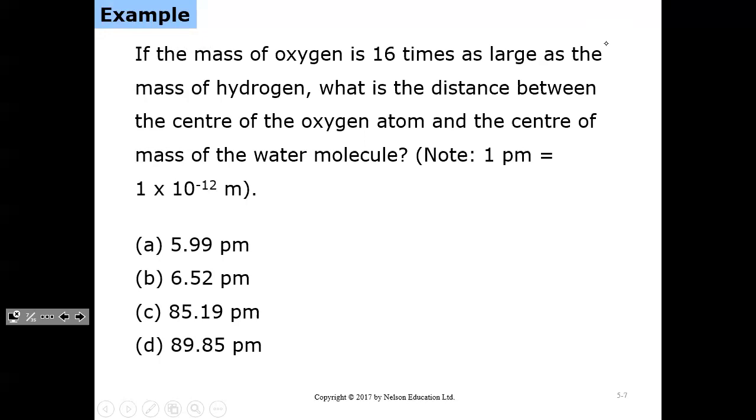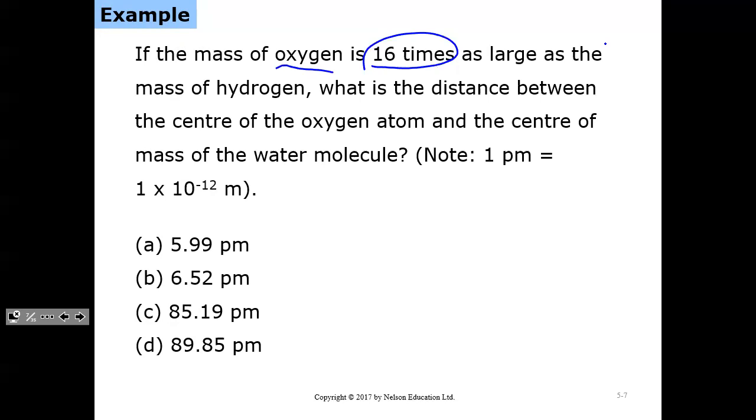We know the mass of the oxygen is 16 times as large as the mass of the hydrogen. You know it from the atomic mass, right? Hydrogen atomic mass is 1, oxygen atomic mass is 16. So from that, you know their relative mass. Since in the center of mass equation we have the mass coming up and down, all you need is the relative mass of the two. It doesn't matter which unit you put it in. We can put it in kilogram or gram or atomic mass, it doesn't matter.